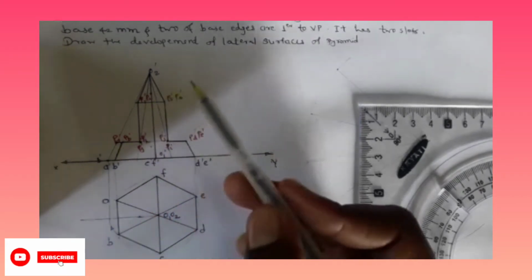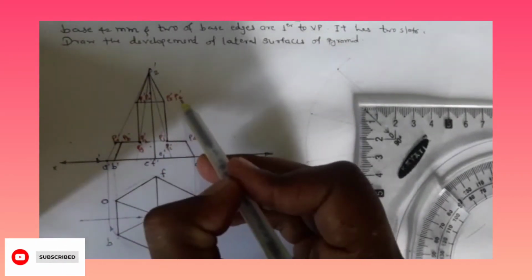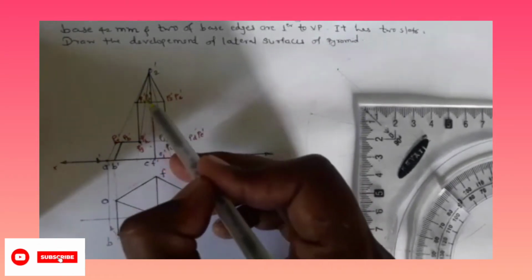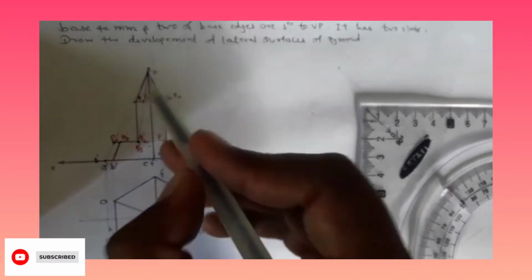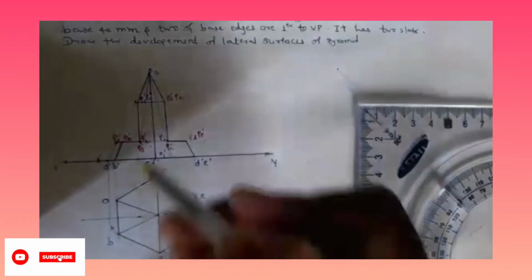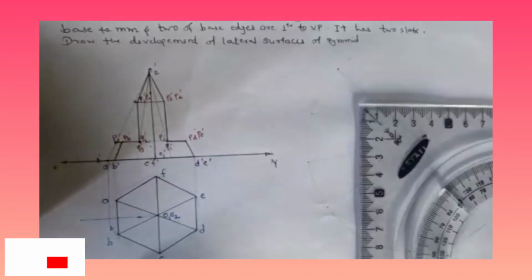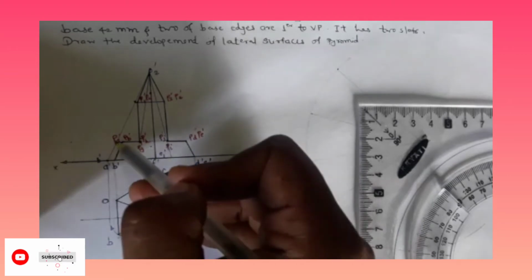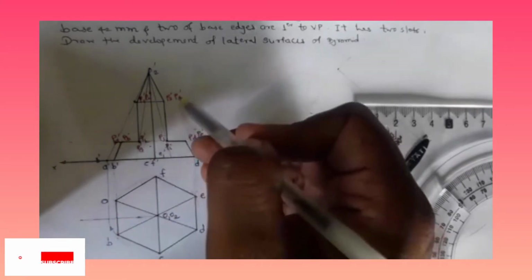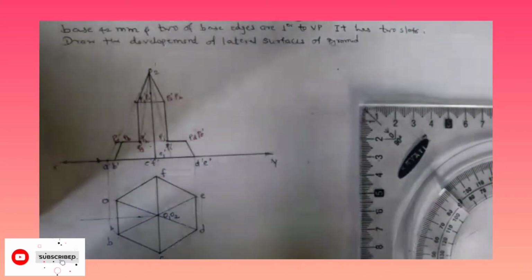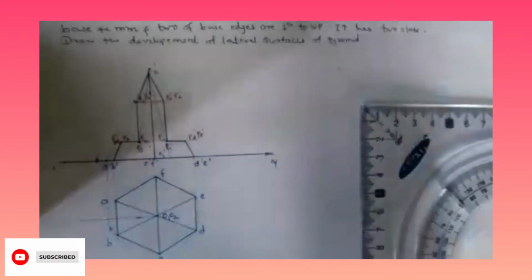Similarly, this P3 dash, P4 dash, I have projected on this line, so that gives the true length of that lateral edge. Again P1 dash, P2 dash, I have projected here, and like this we get this point. All these points I have projected here. Eight points will be there at one location, and four points will be there at another location. Like this, all these points we have taken on the lateral edge, which gives the true length.